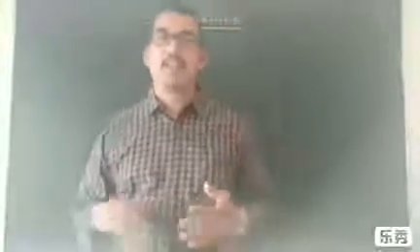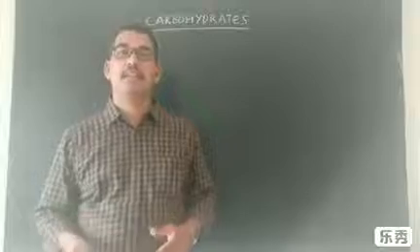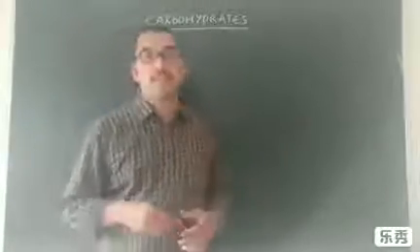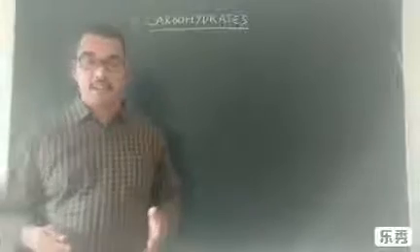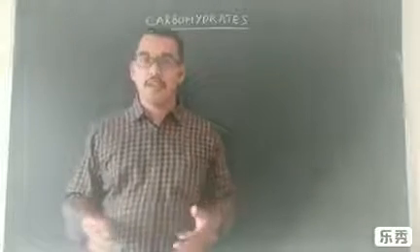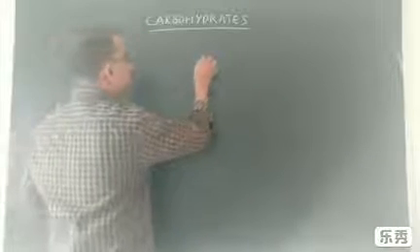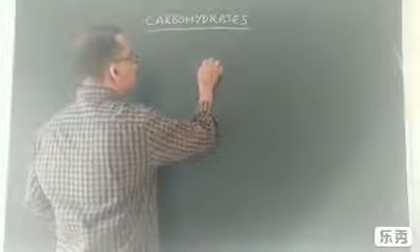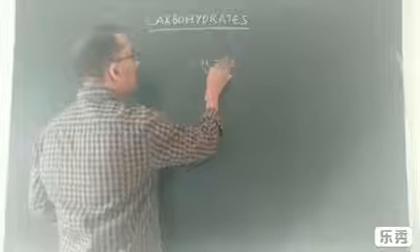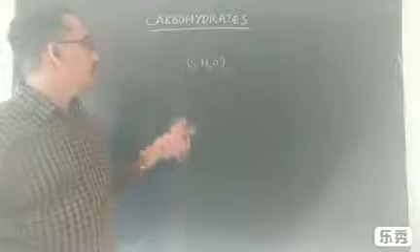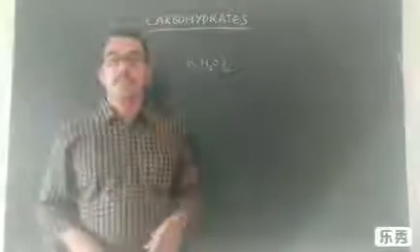Today we will see the definition and classification of carbohydrates. What are carbohydrates? In olden days, carbohydrates were defined as hydrates of carbon with an empirical formula CH2O raised to n. It was an older definition, hydrates of carbon.